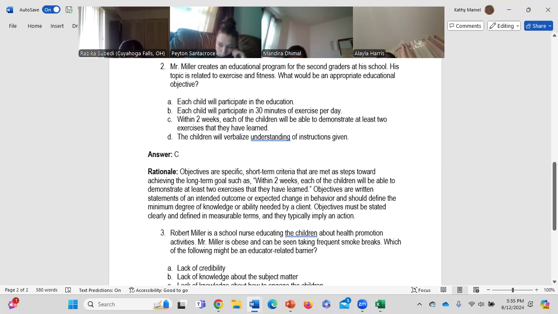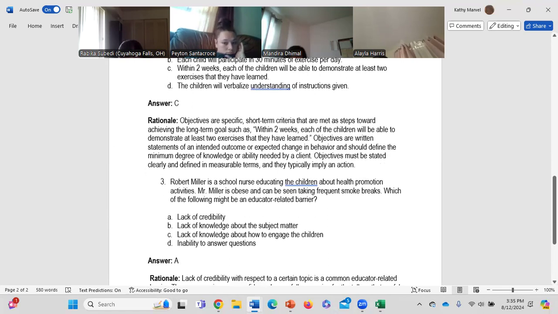So here's the difference in the rationale. Objectives are specific, short-term criteria that are met as steps toward achieving long-term goals. Okay, so within 2 weeks is an objective. So within 2 weeks, each of the kids will be able to demonstrate at least 2 new exercises they have learned. Right? So objectives are short-term, they're written statements of an intended outcome or expected behavior change.